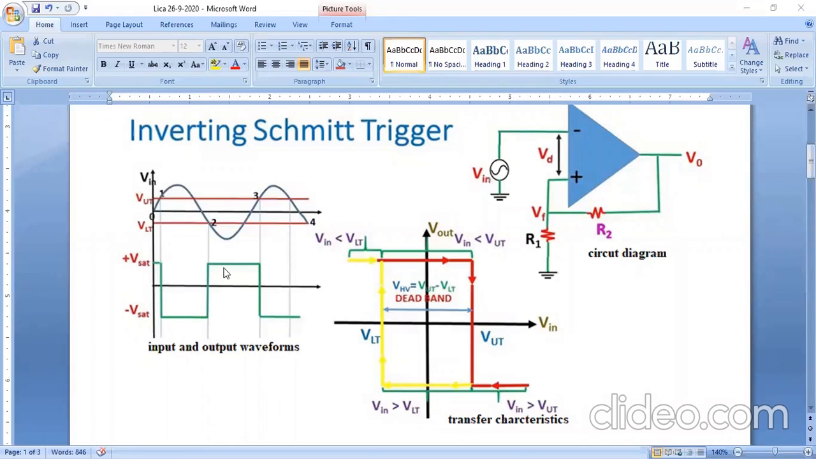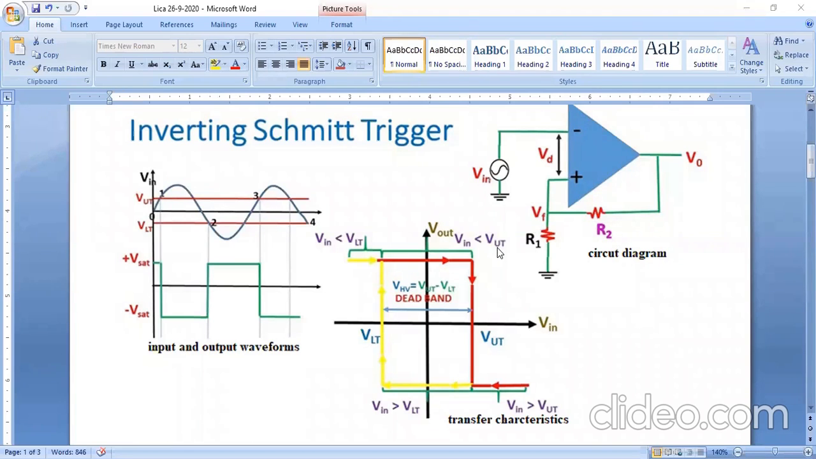It depends upon the side at which the external supply is given as an input. Here the external supply is given at the inverting terminal, which means that in this application the Schmitt trigger is operating as an inverting Schmitt trigger. The positive feedback is applied here, and the input voltage triggers the output voltage.